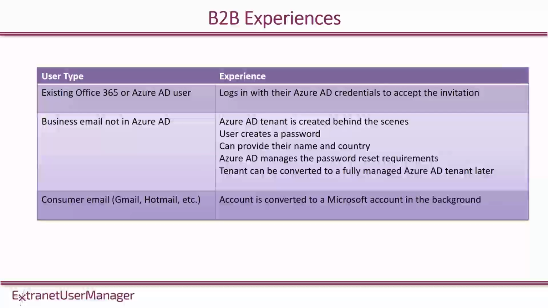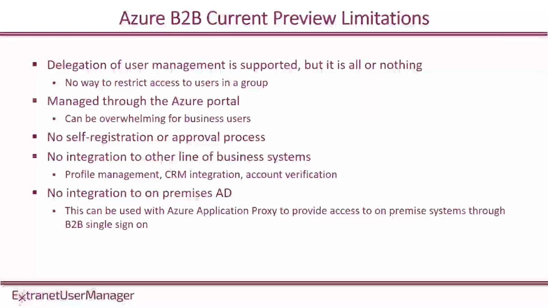So from an Azure AD B2B and Office 365 point of view, you can then manage all your permissions in SharePoint Online exactly the same as you do for your on-premise users. They don't need an Office 365 subscription. You can apply permissions to the Azure AD groups and then just manage the membership of those groups from there. And I'll show you later how you can actually delegate that out to your site owners so they can manage the membership right through our Extranet User Manager product.